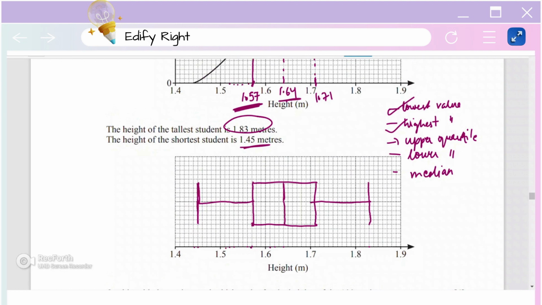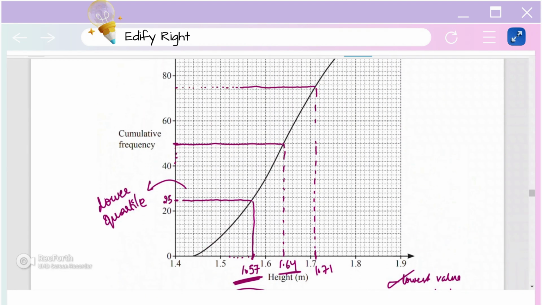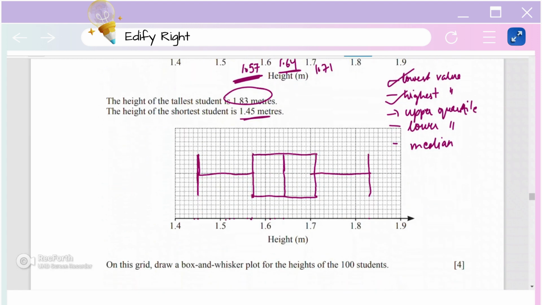So this is what you do when you have the cumulative frequency graph and you have to change it into a box and whisker plot. The first thing that you do is divide the y-axis, the cumulative frequency, into 25% chunks, so that you have the lower quartile, the upper quartile, and the median as well. And then using those values, you can easily draw the box and whisker plot as shown here. So that's how you answer this 4-mark question.